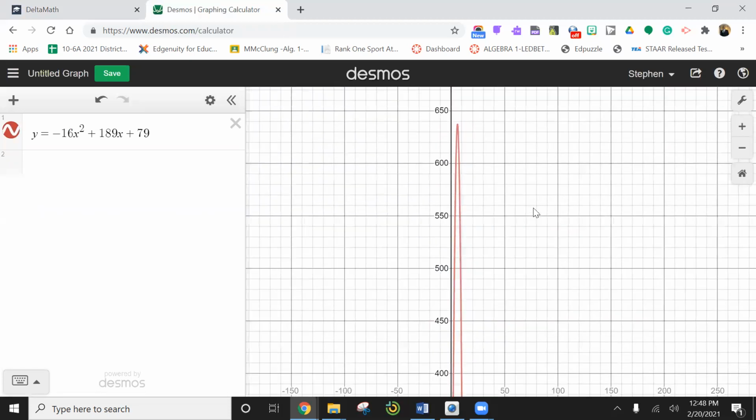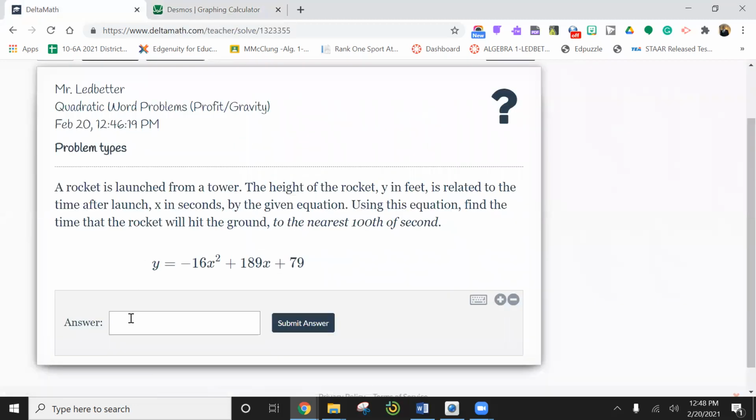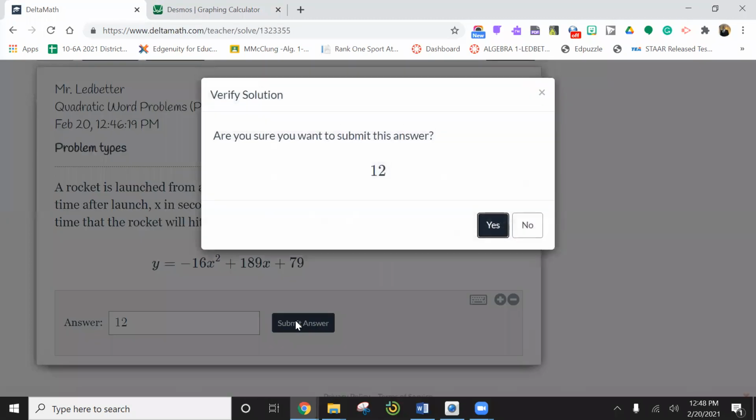It's still going. Look at that. It went 637 feet in almost 6 seconds. All right, so the answer is 12. It went 12 seconds. Rocket, you're going to hit the nearest 12 seconds.